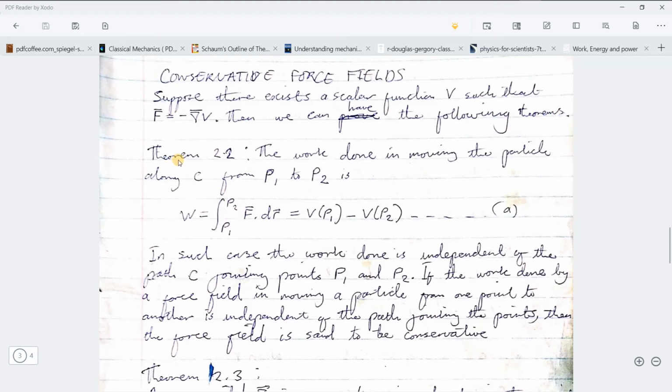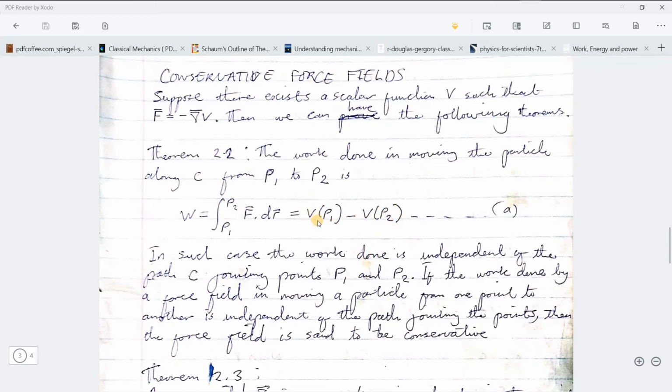So we'll go to theorem 2.2. Theorem 2.2 is saying that the work done in moving the particle along C, the curve from P1 to P2, is equal to: work equals the integral from P1 to P2 of F dot dr, which is also equal to V at P1 minus V at P2.